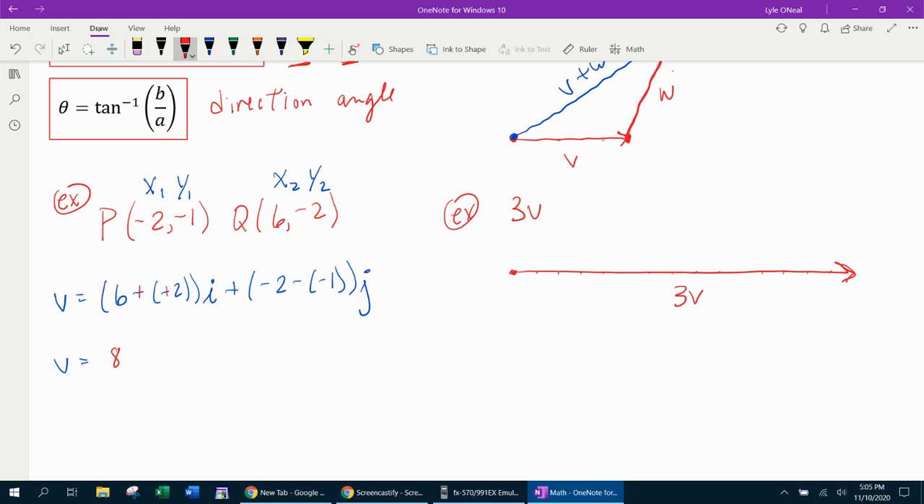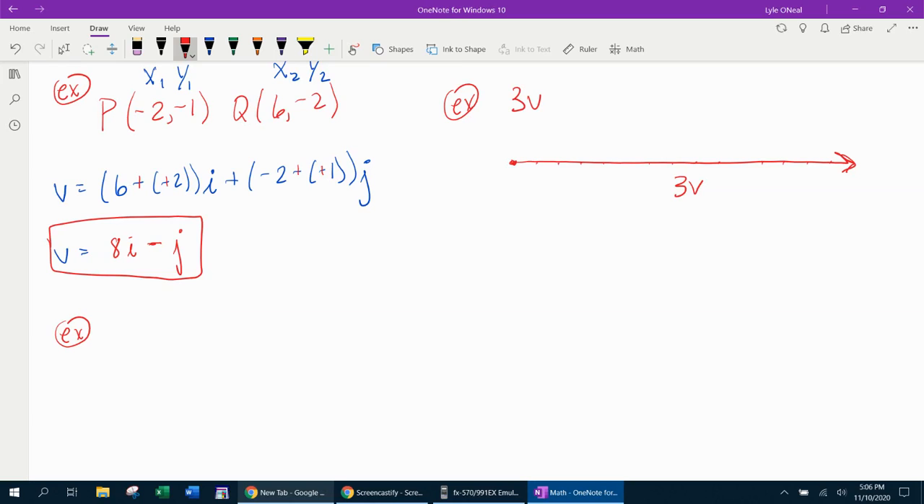6 plus 2 is 8i. -2 plus 1 is -1j. And if you want to put the 1, you can. If you don't want to put the 1, you don't have to. I'm not going to put it. I don't like to put things that are not necessary.